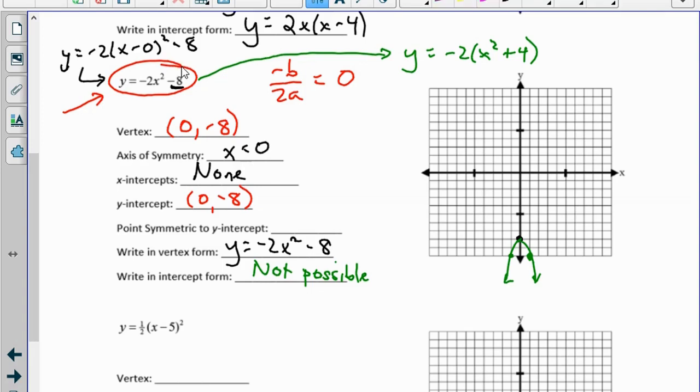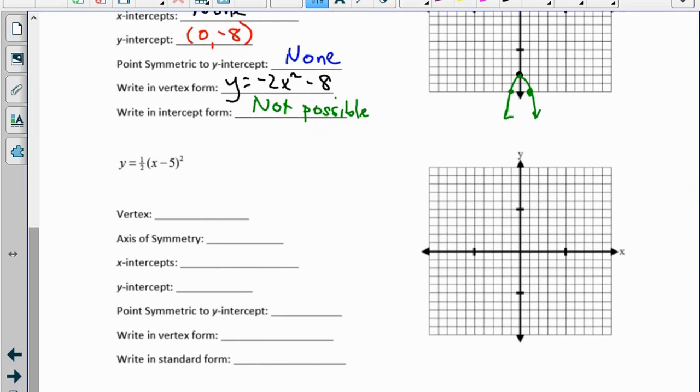If you don't want to know about complex numbers until we learn them, you can figure that out later. But we could technically factor this into the complex numbers as -2 times (x plus 2i) times (x minus 2i). But again, 2i and -2i are not real numbers, so they're not numbers that actually show up for us as actual intercepts. The point symmetric to the y-intercept, there is none, because the y-intercept is the vertex, so there's nothing that's symmetric to it there.